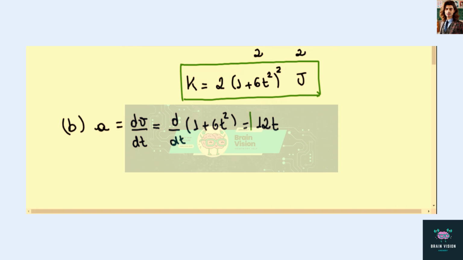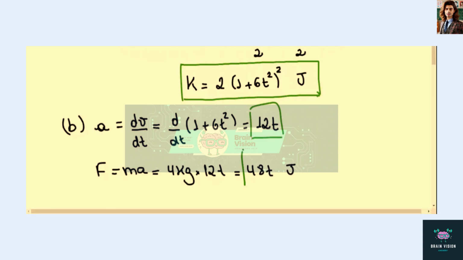And the force is just the mass times the acceleration. So it's 4 kilograms times 12t, so that's 48t joules. I'm sorry, not joules, this should be newtons.